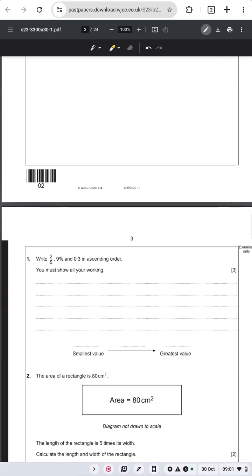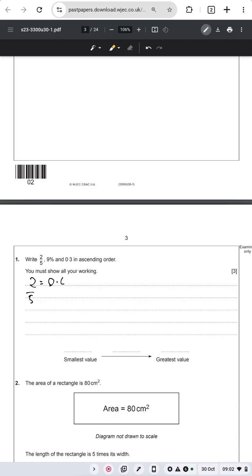So question 1, write down 2/5, 9% and 0.3 in ascending order. You must show your workings. For this question, we need to convert these all to the same form. So I either need to convert them to a fraction, percentage, or a decimal. I'm going to start by turning them all into a decimal. So 2/5 is equal to, 1/5 is equal to 0.2, so 2/5 is equal to 0.4.